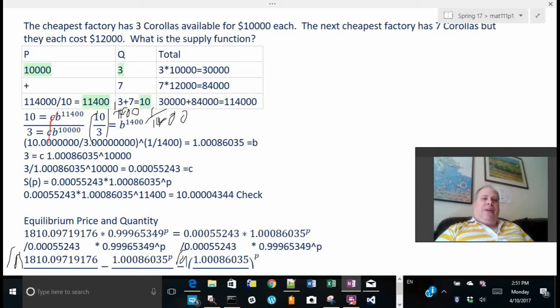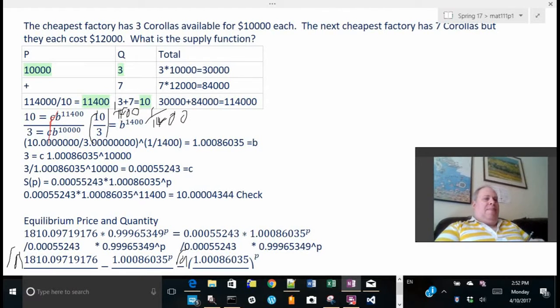But we might need more corollas than that. So we talk about buying at the 2 cheapest suppliers. To do that, we have to figure out what's called a mixture problem. So to get our 2 points, our 2 points are not going to be the cheaper and the more expensive, because that would imply we sometimes just go and pay extra. Instead, we try to pay as little as possible by buying for the second point from both suppliers. So the second cheapest has 7 corollas for $12,000 each.